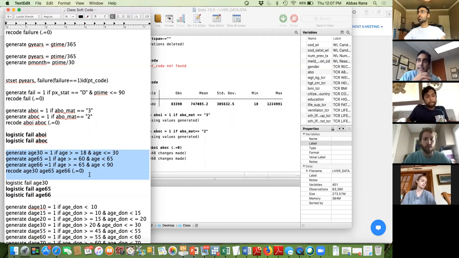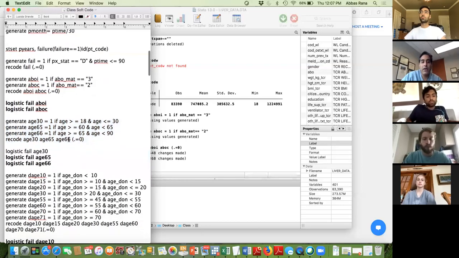Making these variables takes a lot of clinical experience, and so a lot of these things are done with respect to the clinical relevance. For example, when we make our groups of recipient age, it's much less granular than the donor age because donor age is much more impactful, more significant. So that's why we do that, and there's a reason for these things.